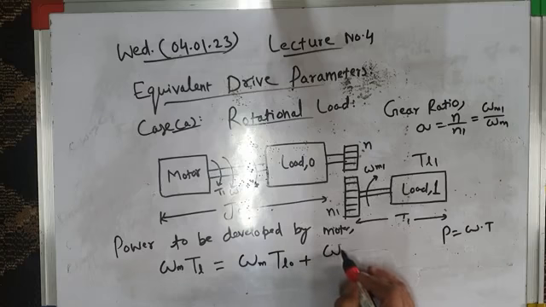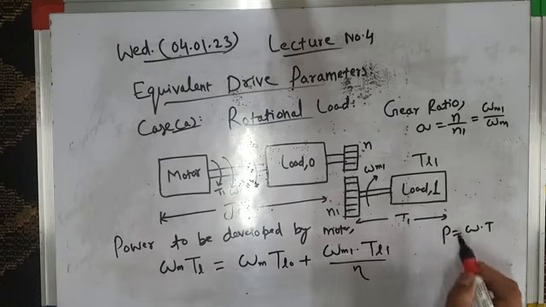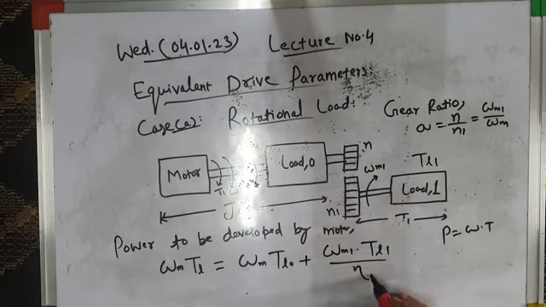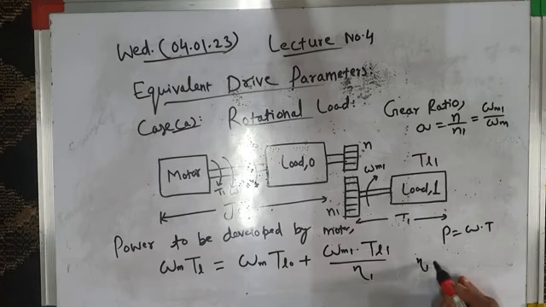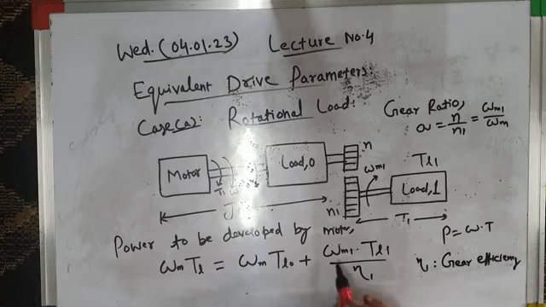Its speed is omega m1, and the torque is TL1, and we have to divide it by eta. Let's call this eta 1, where eta 1 is called the coupling efficiency or gear efficiency. Eta 1 is the gear efficiency. You have to divide this speed into torque developed by load 1 divided by gear efficiency, eta 1. Now from this we can get TL.